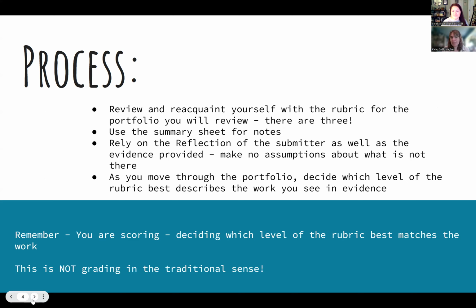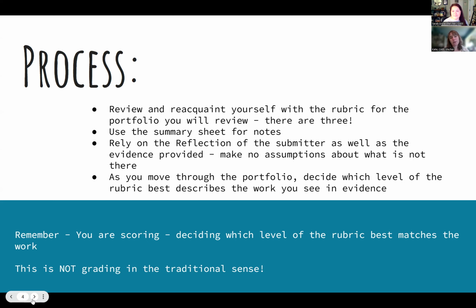There are a couple steps in the process to certification reviewing. First and foremost, we always want you to review the rubric so that you know what's in there. No matter how many times you've read it, it is helpful to take it out and glance through it at least one more time before you begin reviewing the portfolios. We will provide a summary sheet that you can put notes on, take notes as you're reading.